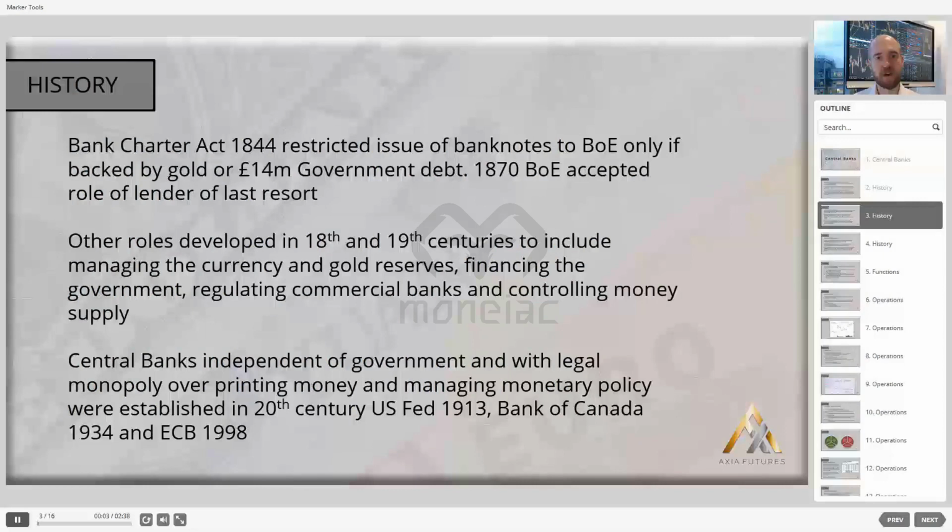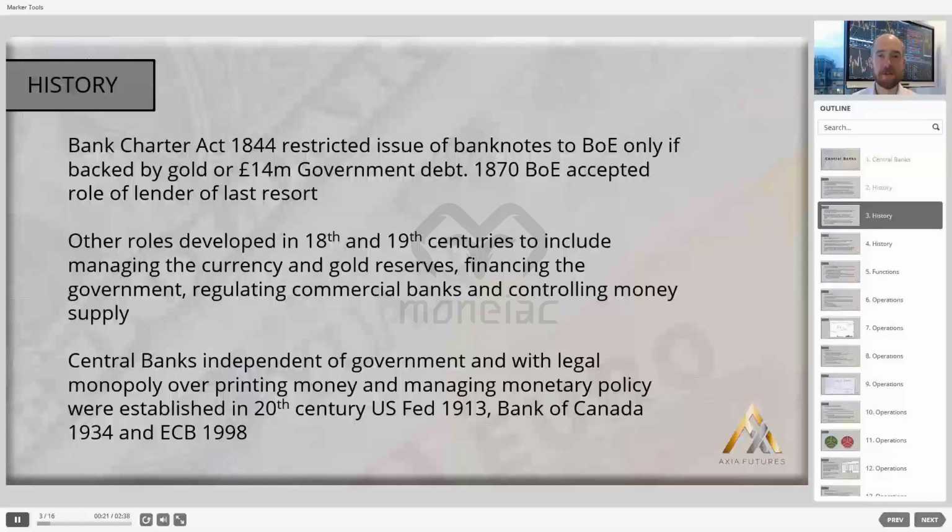Roll on the Bank Charter Act, 1844. This made it legally a monopoly for the Bank of England solely to print banknotes. Now we'll talk about why a monopoly on printing money is so important a little bit later down the line when we look at functions and operations.